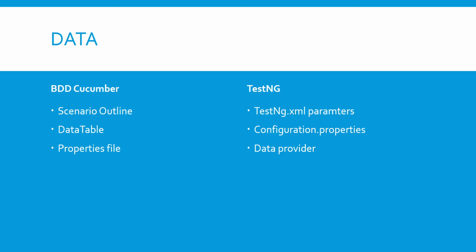If you are using BDD Cucumber, you need to tell about scenario outline, data table, and properties file. If you are working in TestNG, then you can talk about parameters of testng.xml, configuration.properties, and data provider, which is the annotation in TestNG used to provide the data to a particular test case. So you should be aware of whatever you are talking about in the interview. If you are mentioning data provider, you should be confident on that, because as a candidate you only drive the interview.